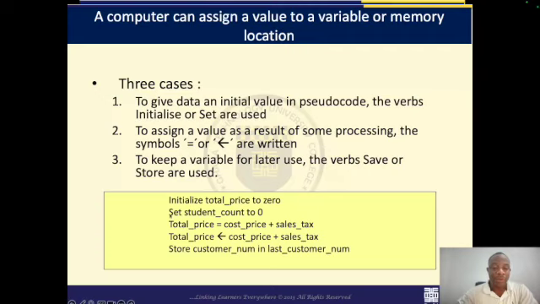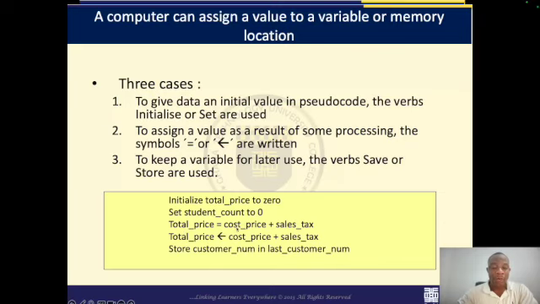The same way, if you look at the second example, we have set student count to 0. What this simply means is that there is a variable called student count that you want to assign the value 0 to. Or if you look at the third example, we have total price is equal to cost price plus sales tax. It means add cost price to sales tax, and the resultant answer should be assigned to the variable total price. Let us take note of something here.